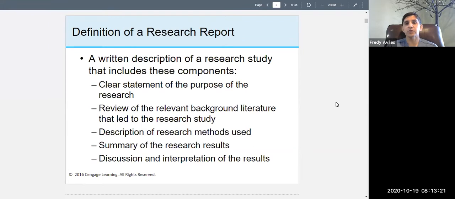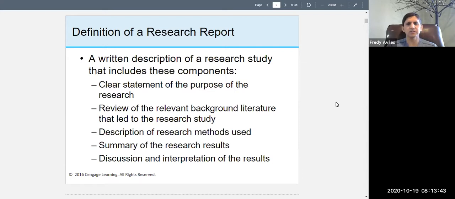You need to review the relevant background literature that led to the research study. That will mostly go in the introduction, okay? You need a description of the methods that you use. That would be the method section. You need a summary of your research results. That's the results section. And you need to discuss and interpret the results. That's the discussion section.